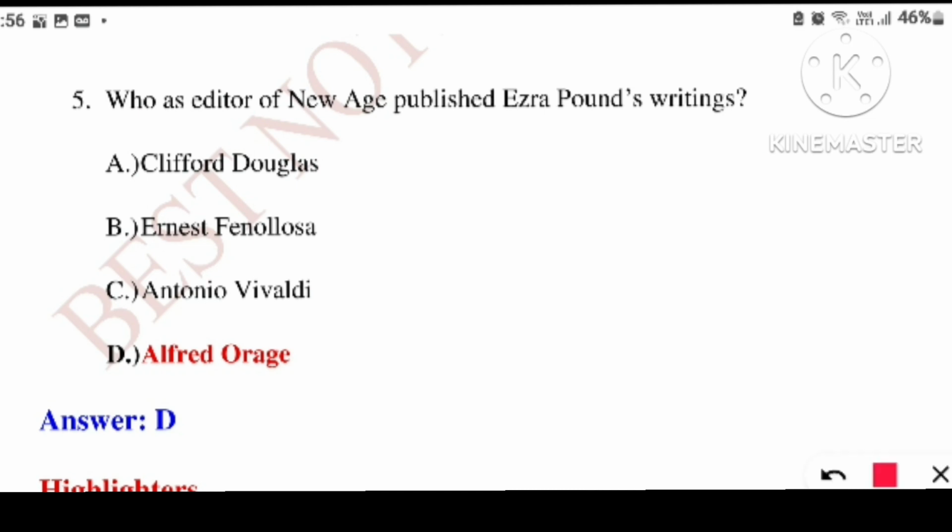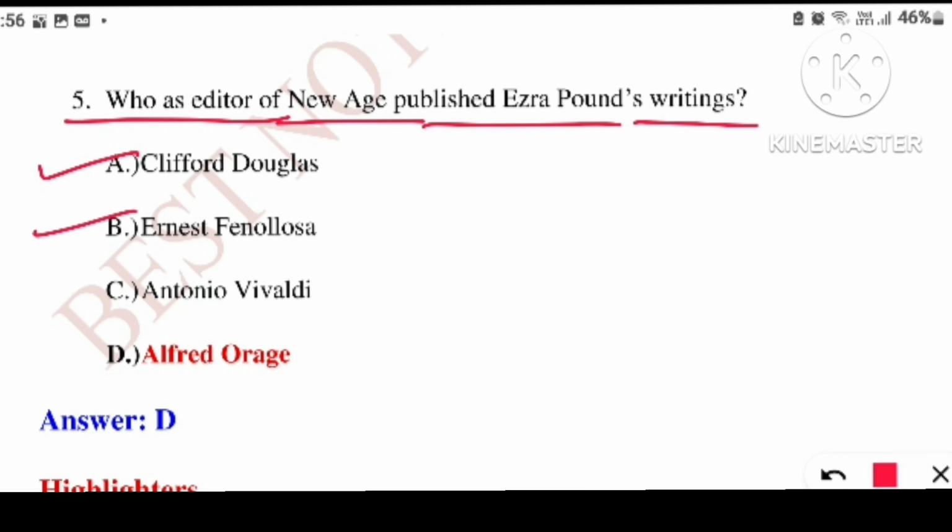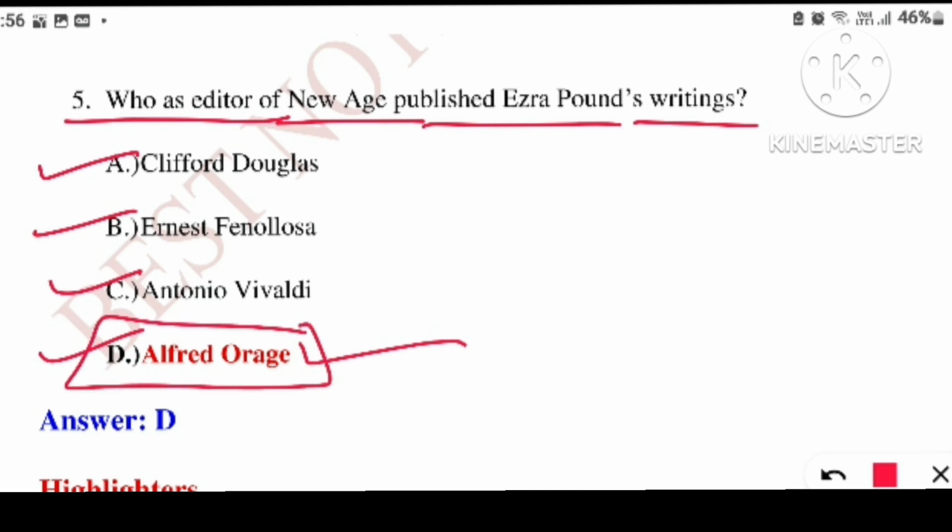Question number 5. Who as editor of New Age published Ezra Pound's writings? Option A, Clifford Douglas. Option B, Ernest Fenollosa. Option C, Antonio Vivaldi. Option D, Alfred Orage. Right answer is option D, Alfred Orage. Alfred Orage published Ezra Pound's writings in the newspaper New Age.